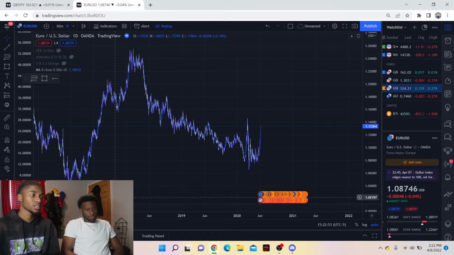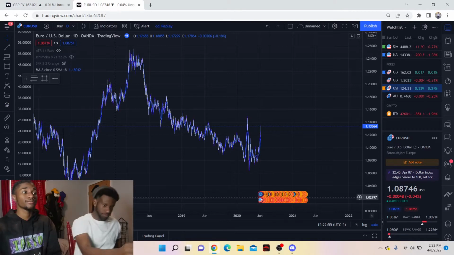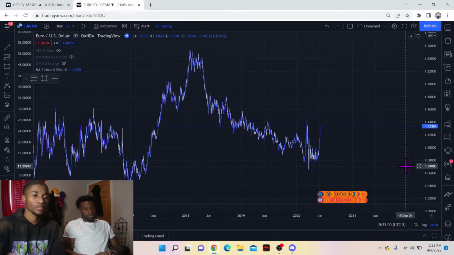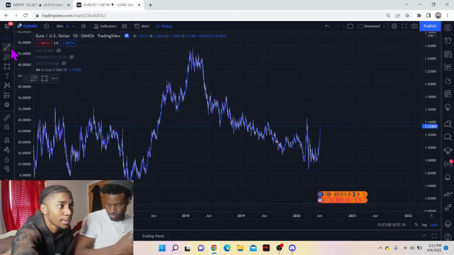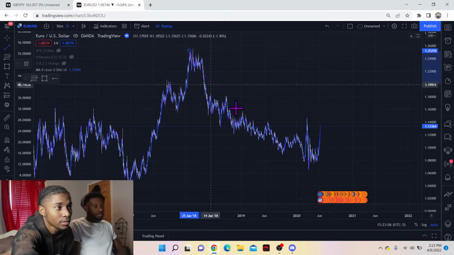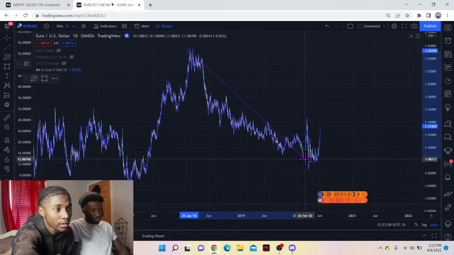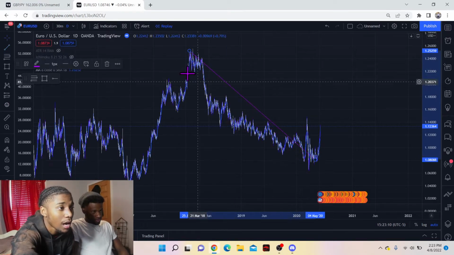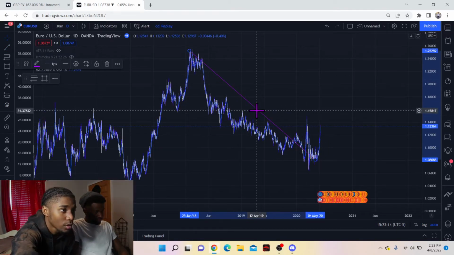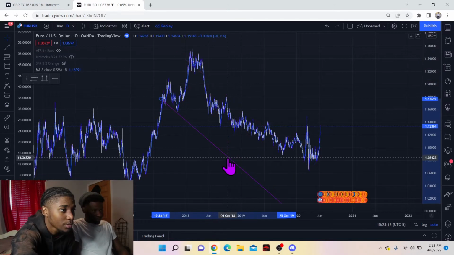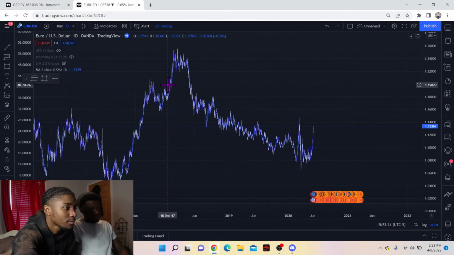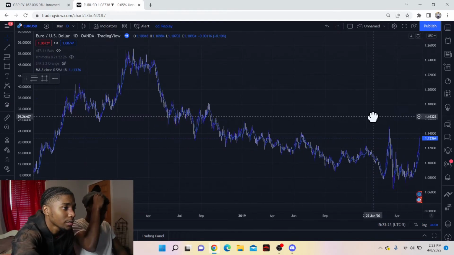So right here, what we're looking at is basically a downtrend. I'm going to show you what a downtrend is. Basically from here to here, this is a downtrend period. This whole thing right here is a downtrend. So I'm just showing you guys what it is. So let's zoom in, come back.